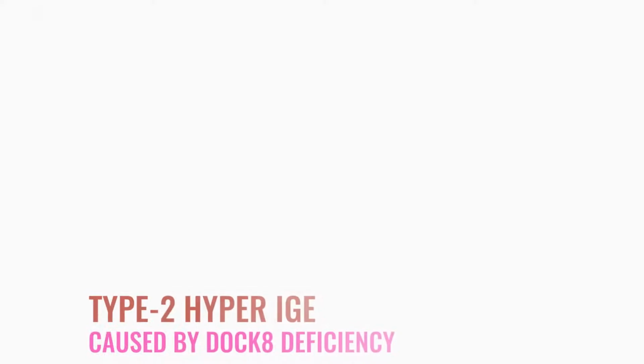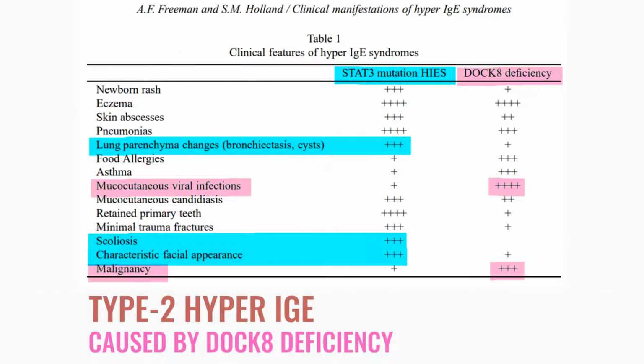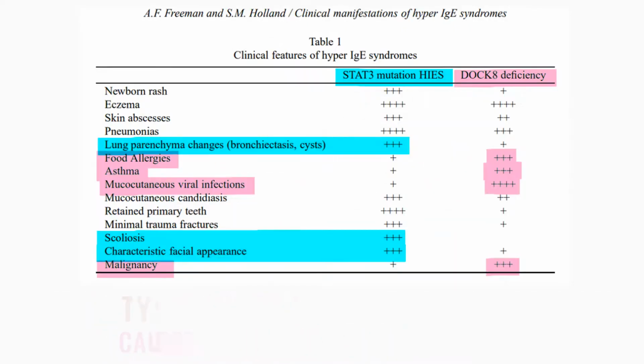On the other hand, type 2 hyper-IgE syndrome caused by DOCK8 deficiency is characterized by severe mucocutaneous viral infections such as warts and a predisposition to malignancies at a young age. Food allergies and asthma are also much more severe in DOCK8 deficient hyper-IgE patients as compared to STAT3 mutation hyper-IgE patients.